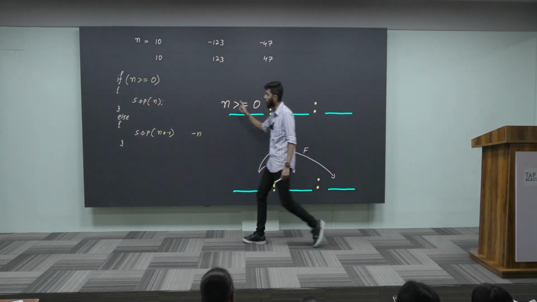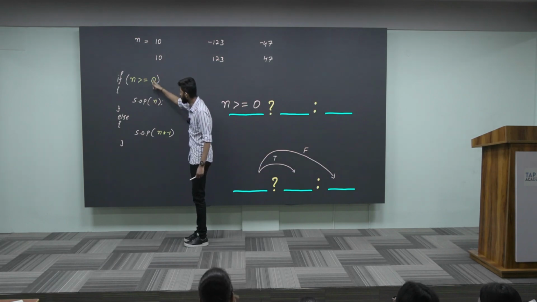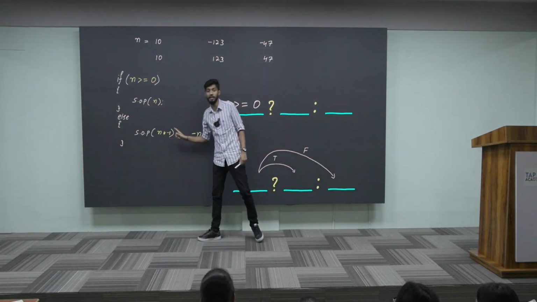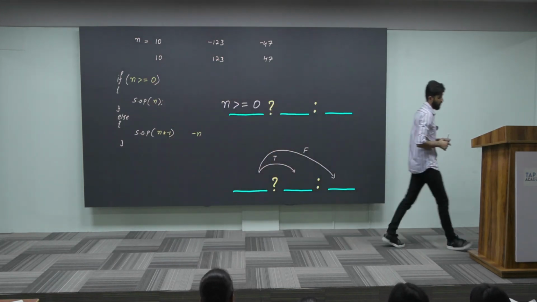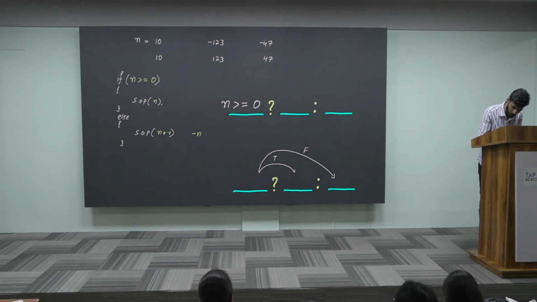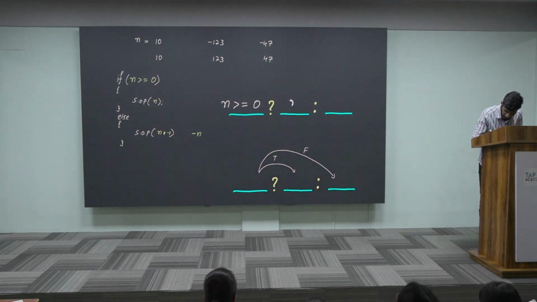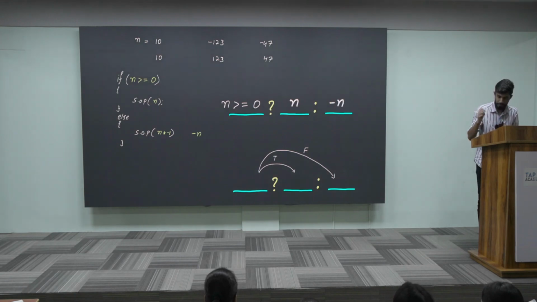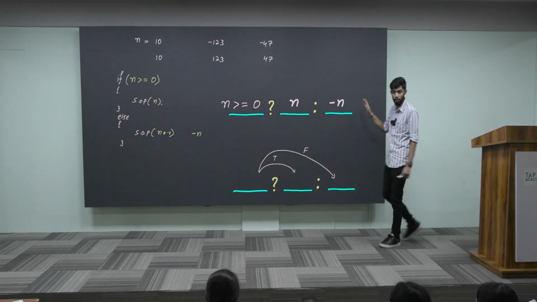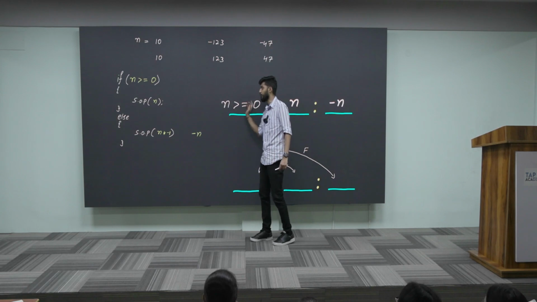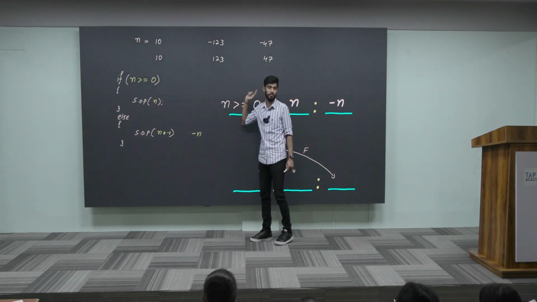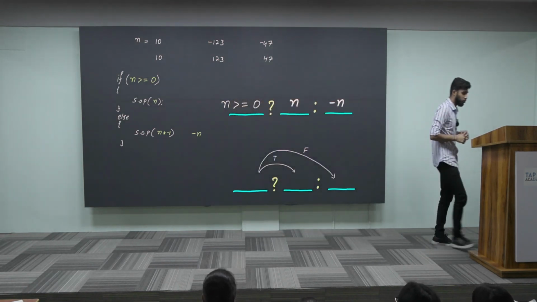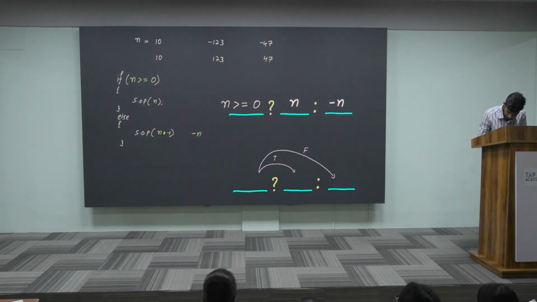So if it is true, what are we printing? n. If it is false, what are we printing? Minus n, or n into minus 1. So what I will do is, over here, I will simply write n, and over here I will write minus n. Is that clear to you? Now the answer of this, if you want, you can store it inside a variable. I will name that variable as res. So I can say res is equal to this thing.